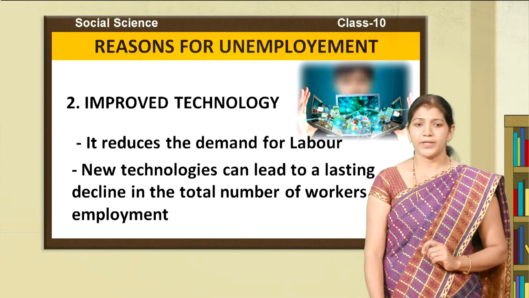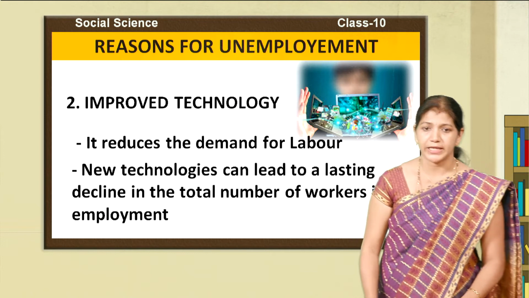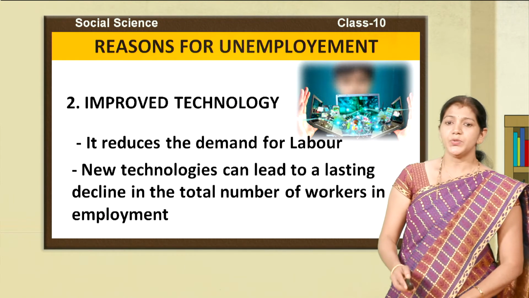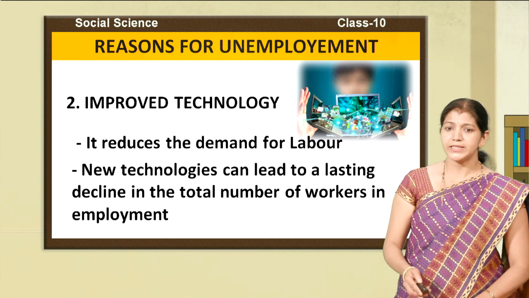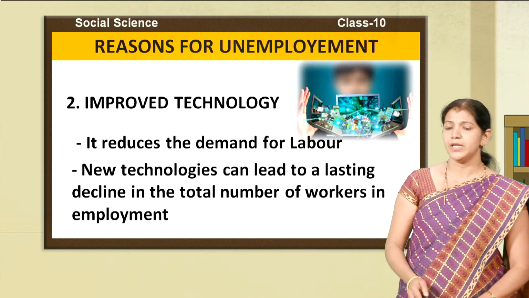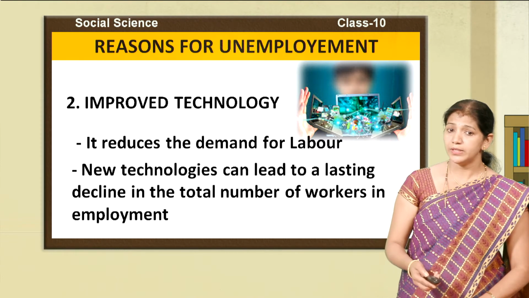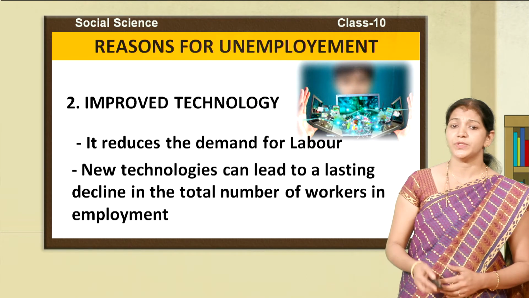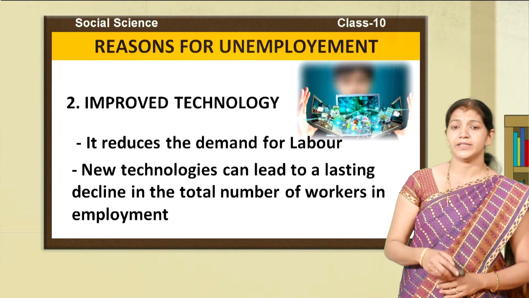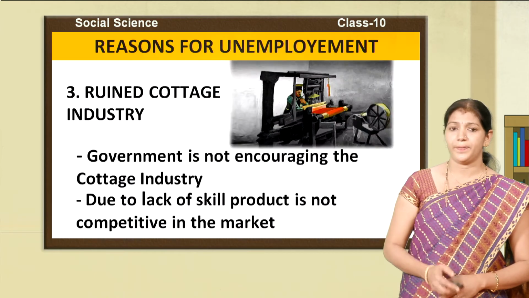The next reason for unemployment is improving technology. It reduces the demand for labor. New technologies can lead to a lasting decline in the total number of workers in employment. So, over-dependency on technology or too much improvement of technology creates unemployment in our country.